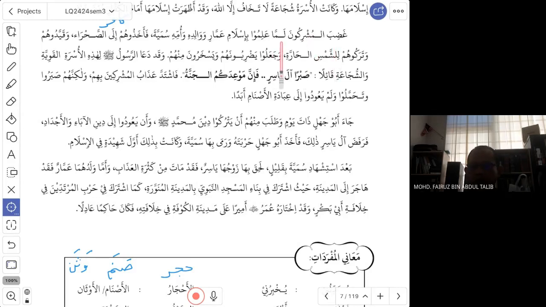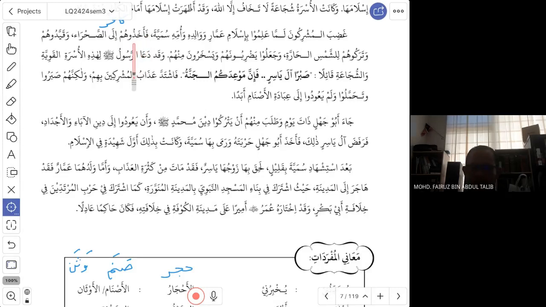Lamma, when they knew, alimu, alima, know, knew. Here you see the wow. Wow here is to represent jama. So when they knew about the Islam of Ammar and walidihi, and his father, Ammar wa walidihi, Ammar and his father, wa ummihi, and his mother Sumayyah, fa'akhadhuhum ila sahra. So, fa means so.